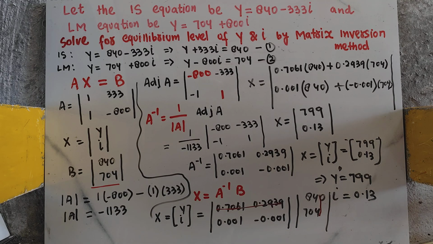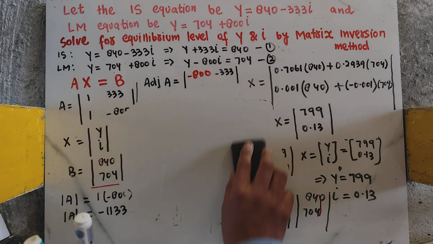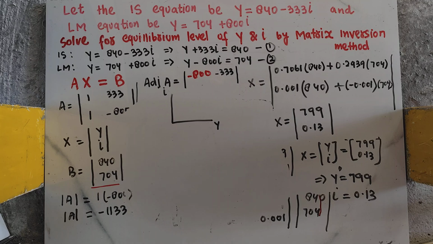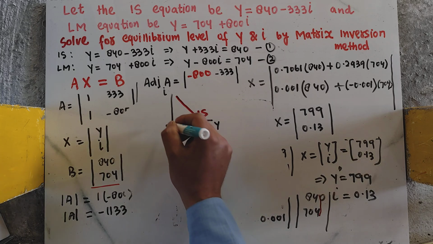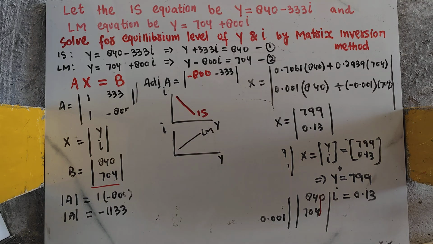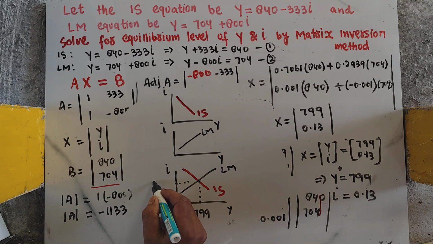So graphically, how do we explain it? Let me rub this out here. Here we have y and i. Let us suppose this is our IS equation, which is downward sloping. Then we have y and i here, and we have the LM equation, which is upward sloping. When we combine these two graphs, we have y here and the rate of interest here, a downward sloping IS curve and an upward sloping LM curve. They intersect at this point, where y is equal to 799 and the rate of interest is 0.13.